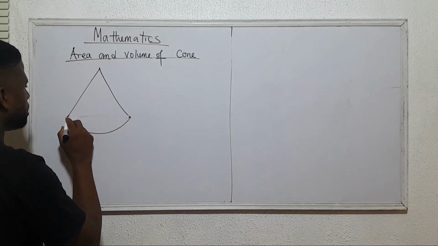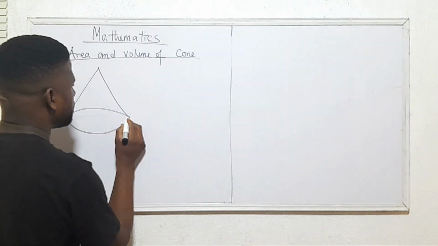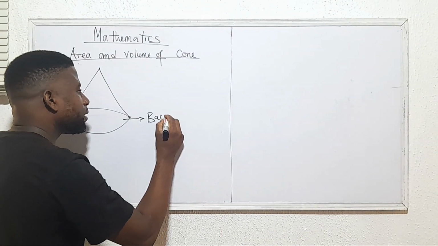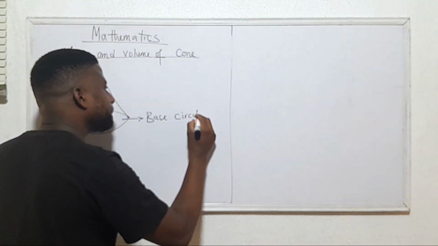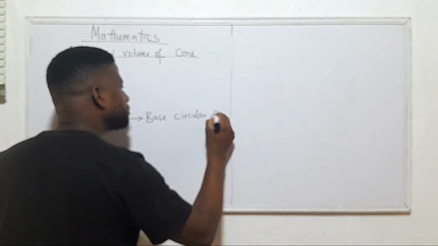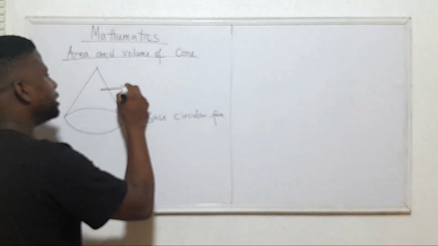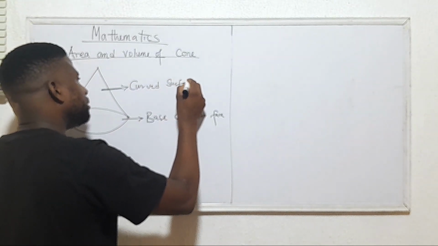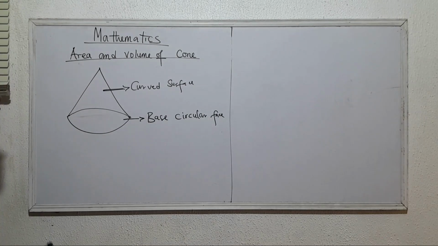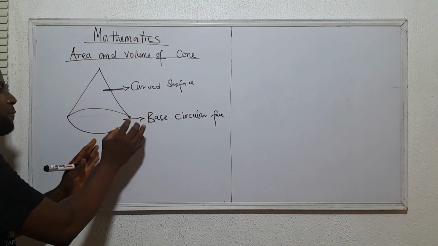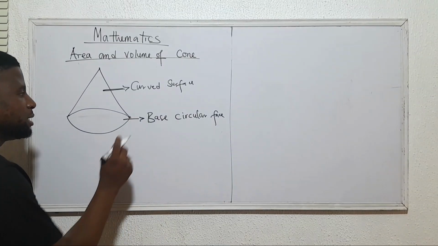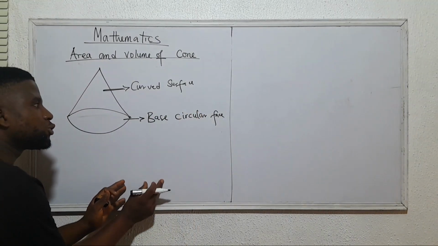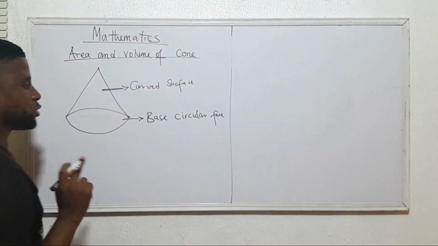Right? It has the base, which is the base circular piece, and then its curved surface. Now, the total surface area of this cone is the area of this base circular piece plus the area of this curved surface.